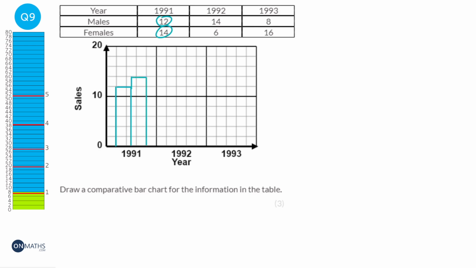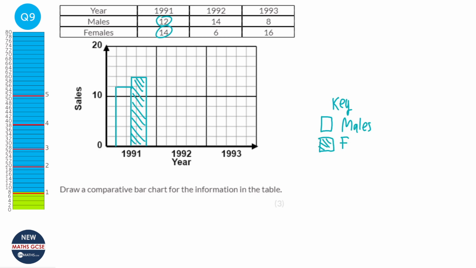And there we go. Now, we need to be able to tell these apart, so what I'm going to do is just shade in the females. And we should do a little key. And we say that if they're not shaded, it's males, and if they're shaded, that is females.